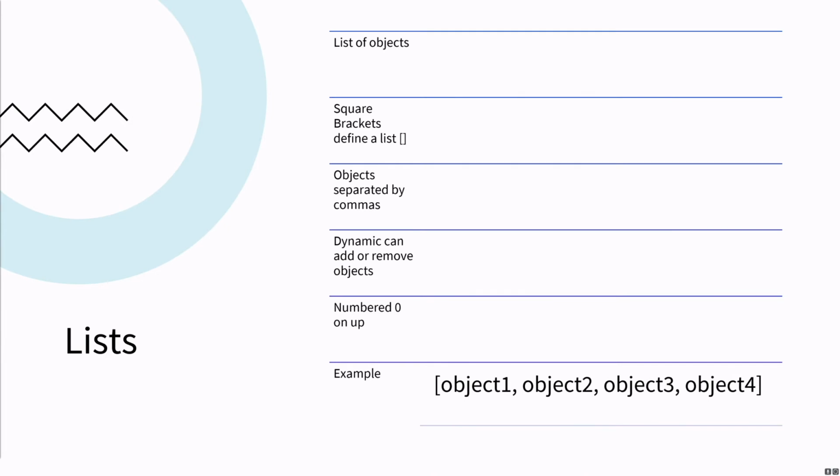Lists are dynamic, in which you can add or remove, even update objects, and they are numbered 0 on up as you parse through the list for specific information. And here's a simple example of a list. You can see it's defined with square brackets, and we have object 1, object 2, 3, and 4 in the list, all separated by commas.